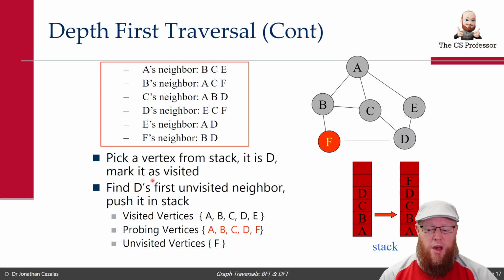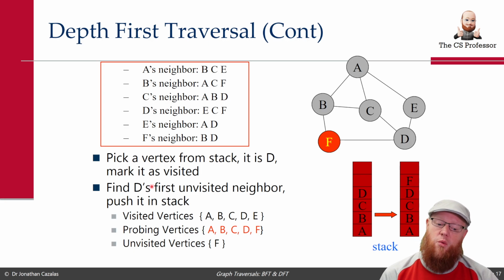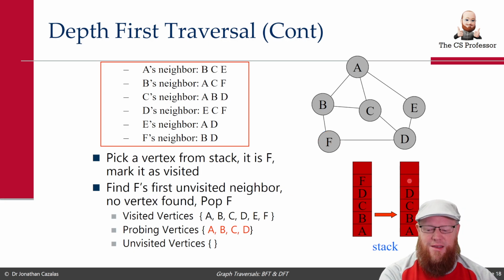Instead, we're going to do what? We're going to find D's first unvisited neighbor, which is F. We're going to push it into the stack. Done. And now you can already see everyone is visited. There are no remaining unvisited neighbors. So what really remains of the algorithm is pop, pop, pop, pop, pop. But let's walk through that.